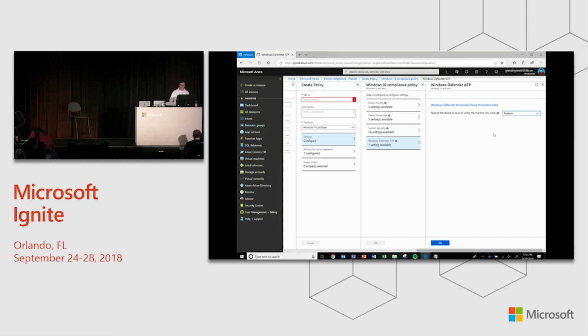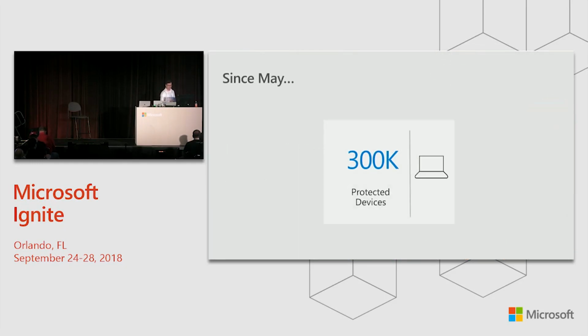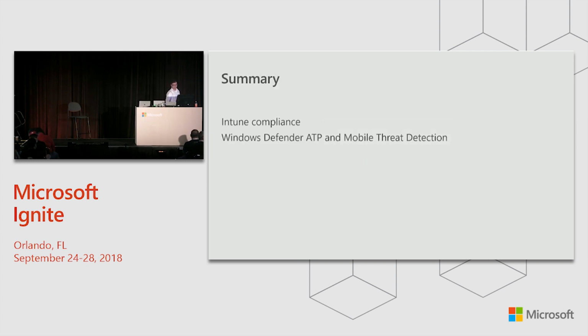And so this integration has had a lot of momentum behind it. We launched this late April of this year, and since May, we've had 300,000 devices reporting into Intune with ATP status. So we've had a ton of adoption behind this. People found it as a really valuable scenario, and we think it's a good example of working together across the security graph to protect endpoints in a new way.